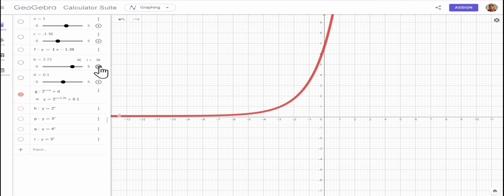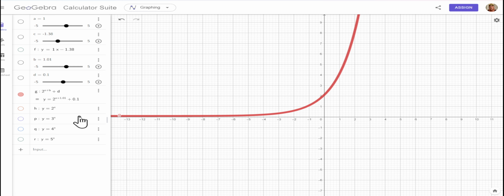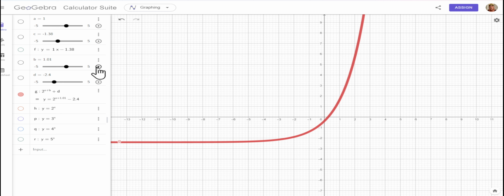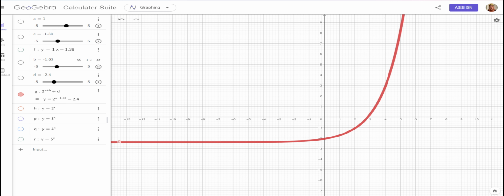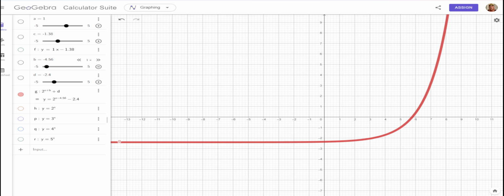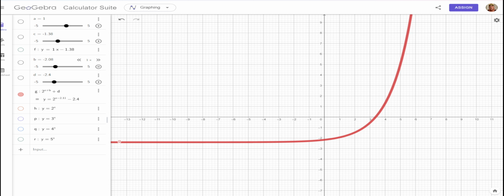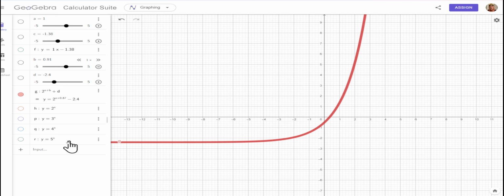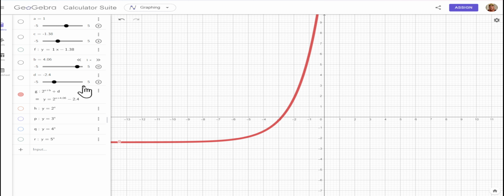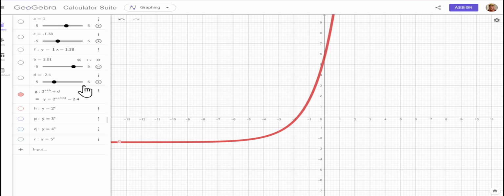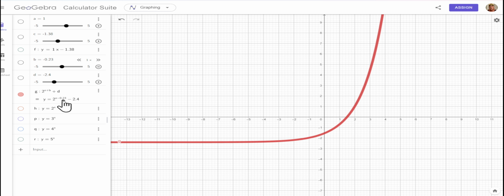But notice what's happening here as we add. So it's 2 to the power of x plus 1.01. It's moved to the left. So if we add, it moves to the left. If we subtract, it moves to the right. So this is getting more and more negative, and now it's getting more and more positive as it's moving to the left. So what's this number up here?